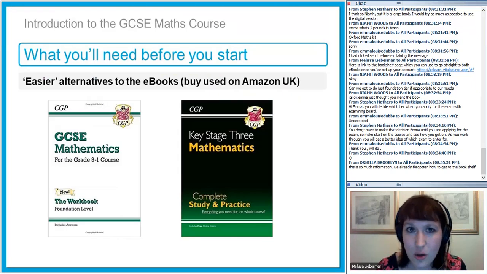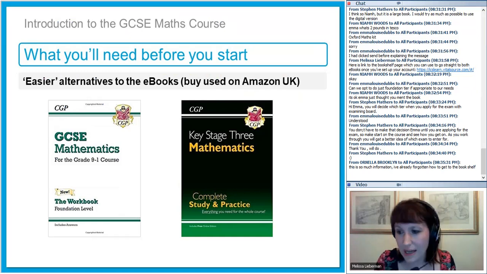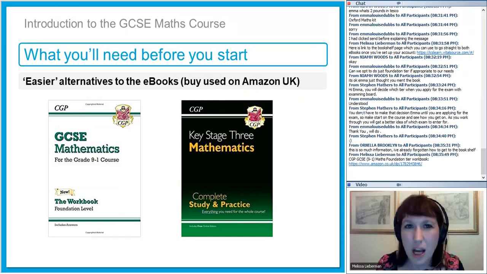Now, if you're finding those textbooks really hard, if you're really not confident with maths, here are some alternative books that you might want to take a look at. The first is this Foundation Practice Workbook, which is really very good. It's got lots of blanks. You just write your answers in the blanks, so it's a lot easier to work through than that textbook, so you can use that instead.